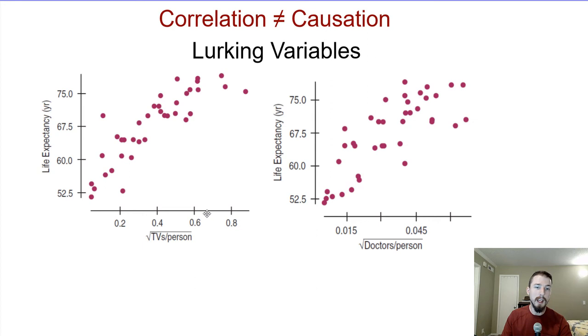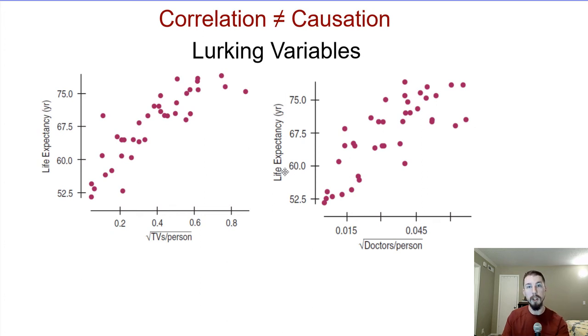We can say in general there's a positive association between the number of TVs per person and the life expectancy. Notice I didn't say that TVs cause higher life expectancies. So be very careful in the language. In general, we can say that nations that have more doctors per person also have a higher life expectancy. That's fine.